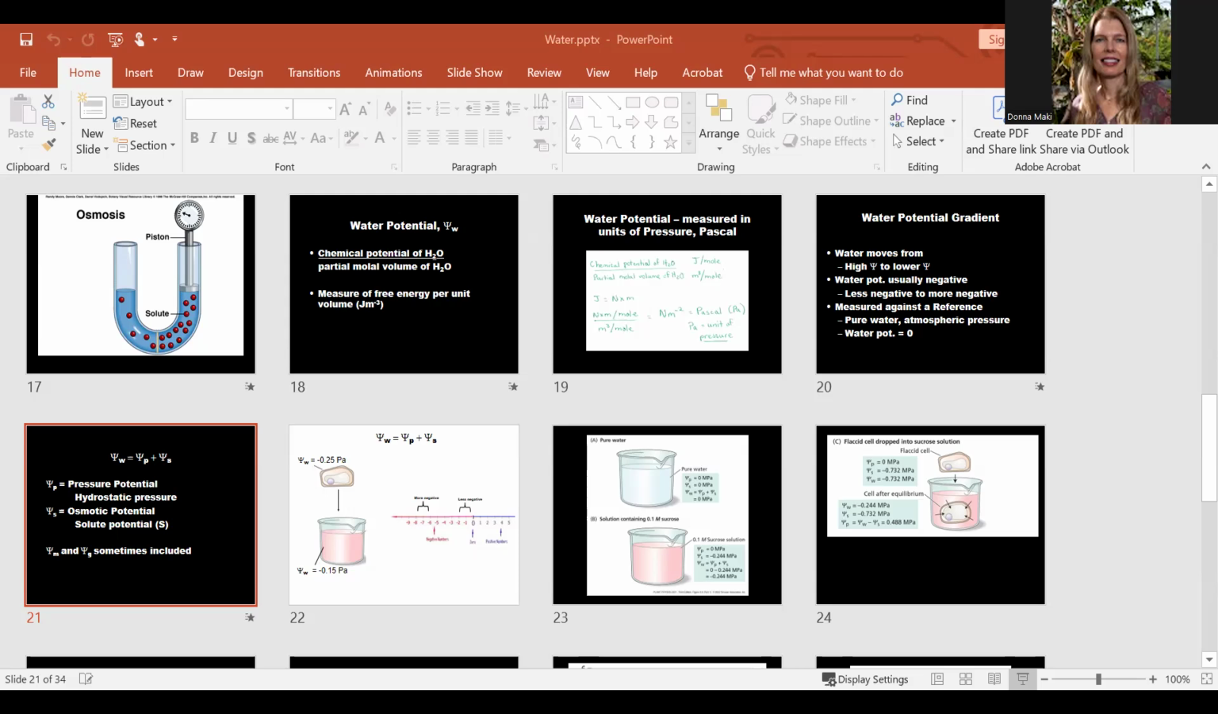So I don't know, do you have questions on this idea of water potential? Going through some of those slides and just refreshing your memory. Water moves from less negative water potential to more negative water potential.